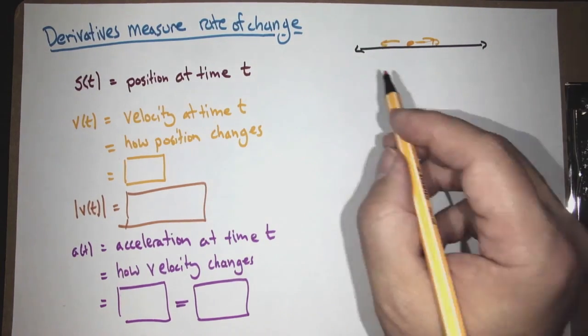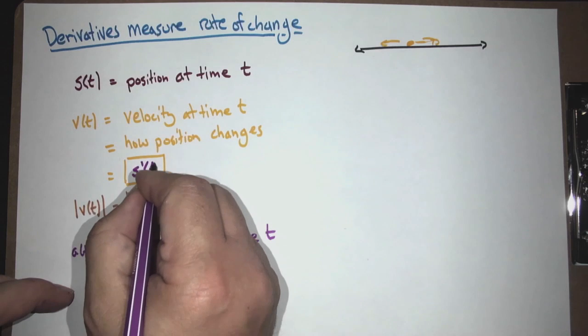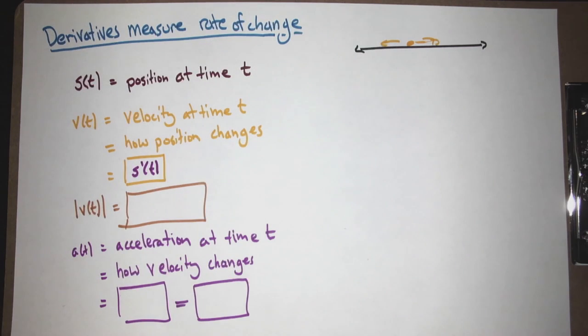But s of t is the position of the particle at time t. So we have things we might want to know. We might want to know, well, what's the velocity? You can read it there. It's change in position, how your position changes. Once you hear the word change, what should pop into your head? Derivative. Derivatives are about change. So if velocity is how position changes, then what should we do to get the velocity? We should take the derivative of position. So the derivative of position is velocity.